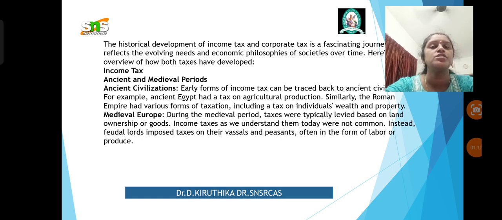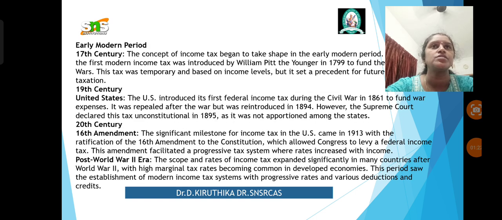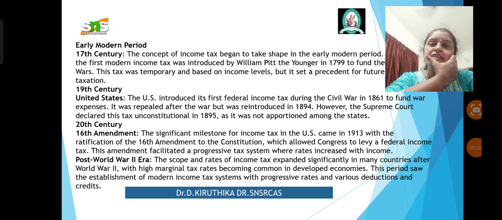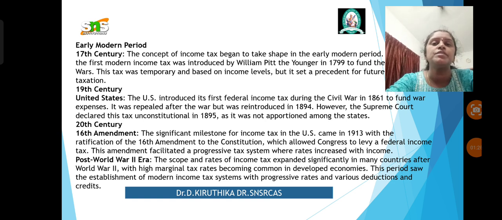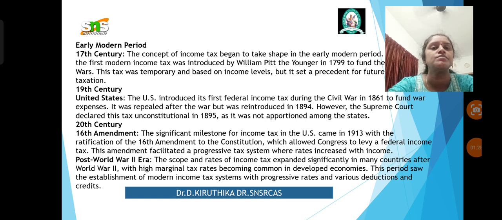So in both the ancient civilization and the medieval era, we can understand that Egypt had a tax on agricultural production and others on lands. And again, in the early modern period, the concept of income tax began to take shape. That is William Pitt the Younger in 1799, to fund the wars. This tax was temporary and based on income levels, but it set a precedent for future taxation.